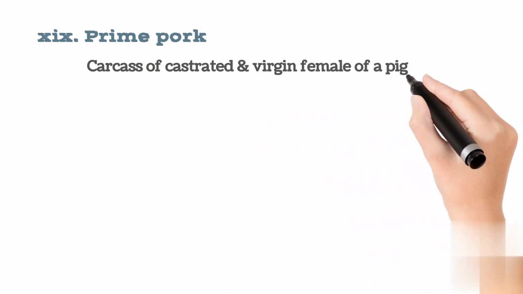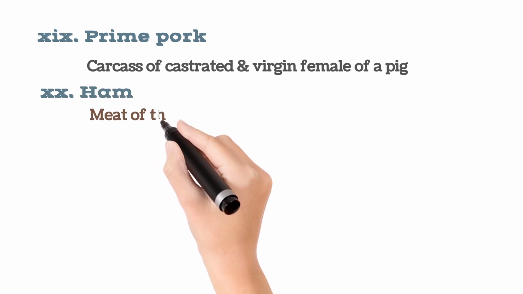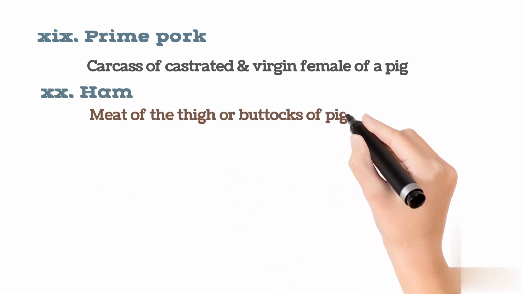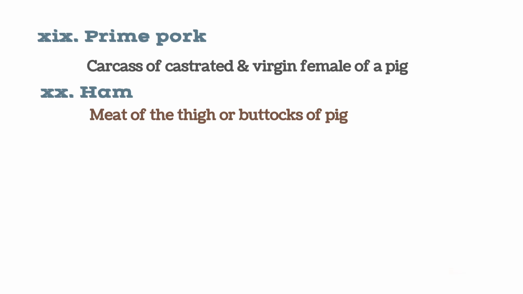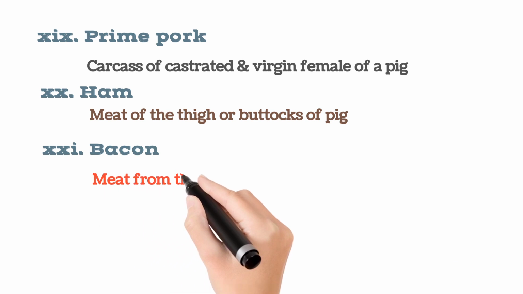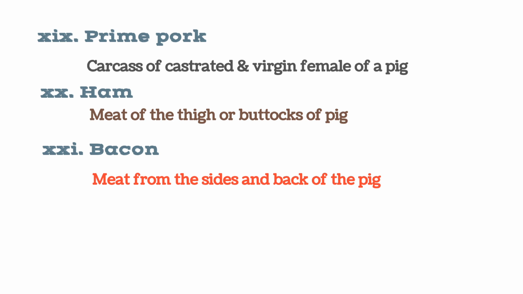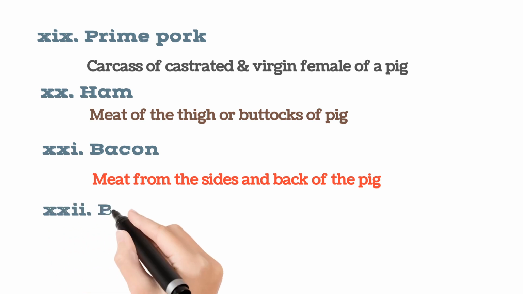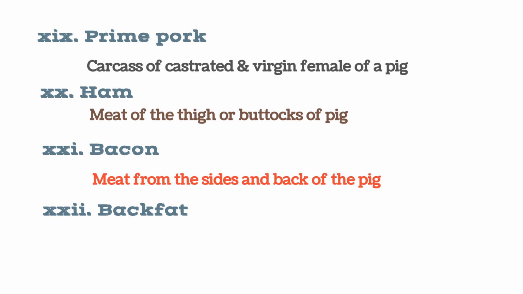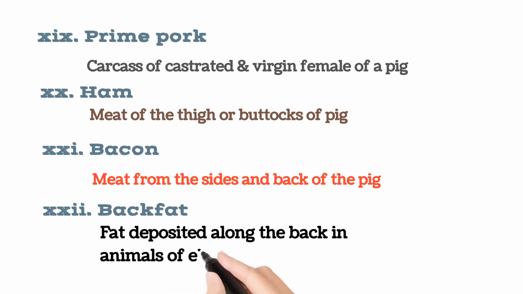And prime pork is the carcass of a castrated male or a virgin female pig, while ham is the meat of the thigh or buttocks of the pig. What is bacon? It is the meat from the sides and back of the pig. And what is back fat? It is fat deposited along the back of the animal in swine, either male or female.